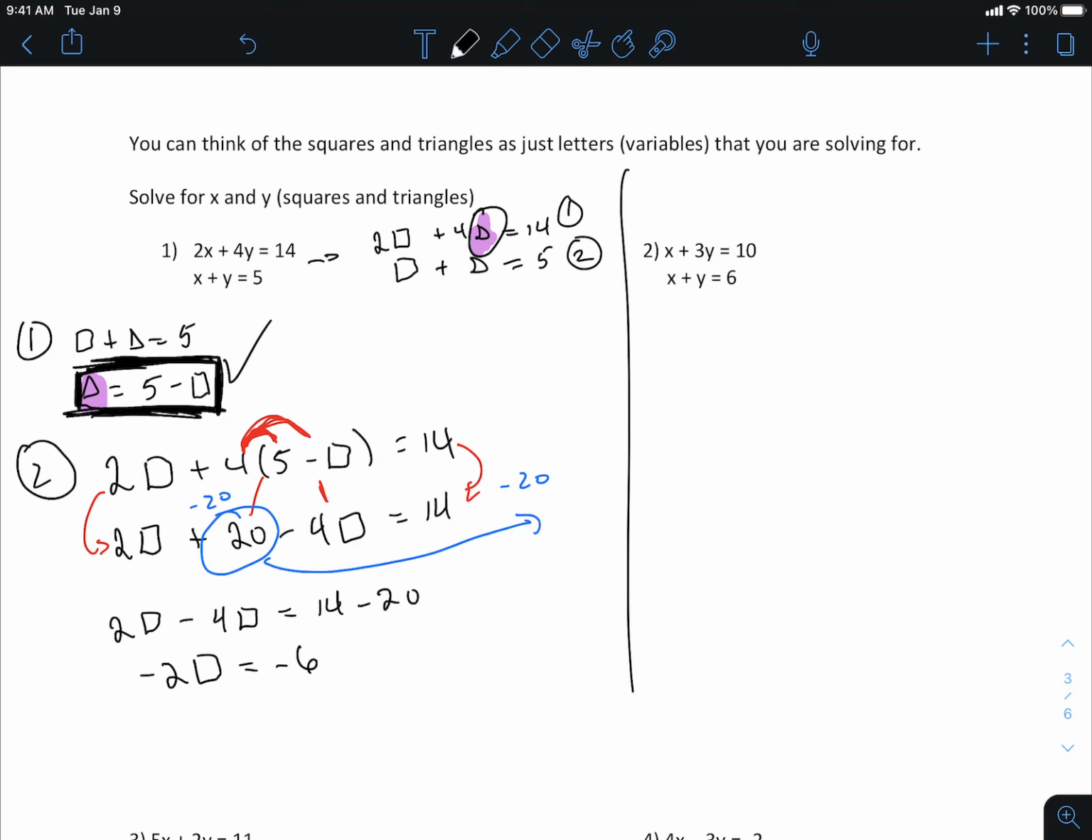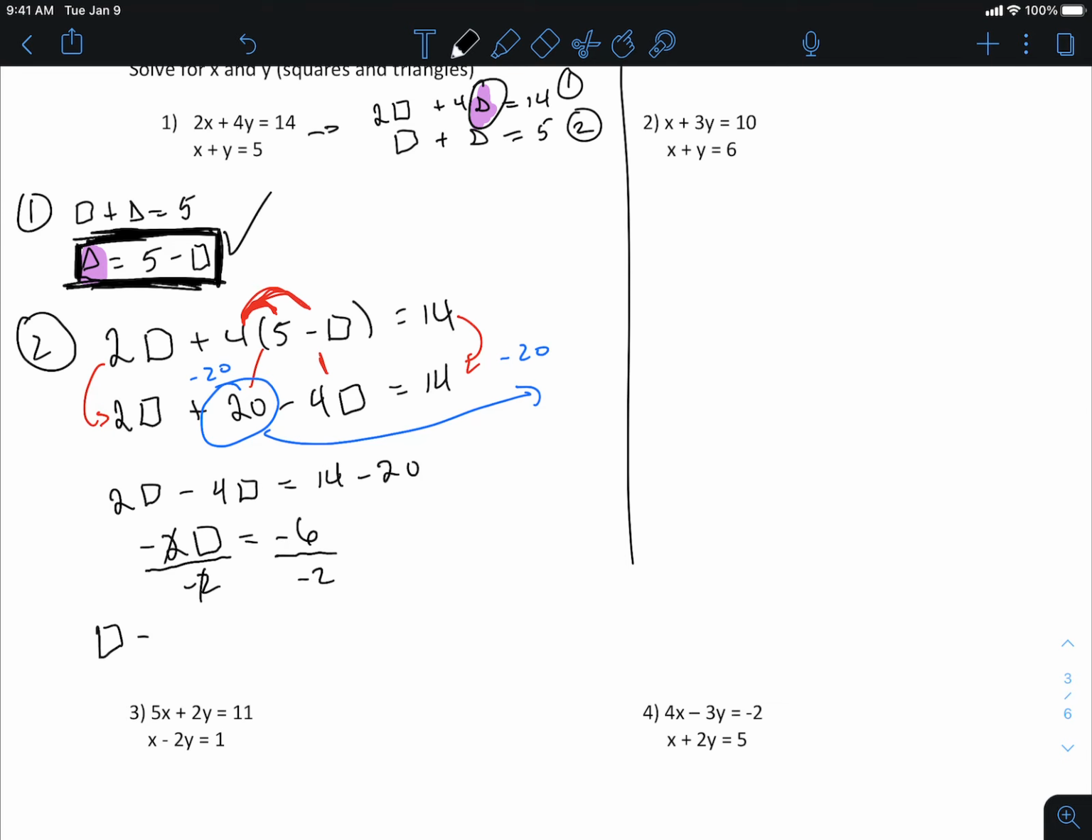Okay, so we still don't have the square by itself. So you're going to get the square by itself, and to do that, I've got to divide both sides by negative 2. Okay. The negative 2's cancel. You're left with 1 square has to equal negative 6 divided by negative 2. It's 3. The 2 negatives cancel, so 6 divided by 2 is 3. Okay, we found what one of the shapes was.